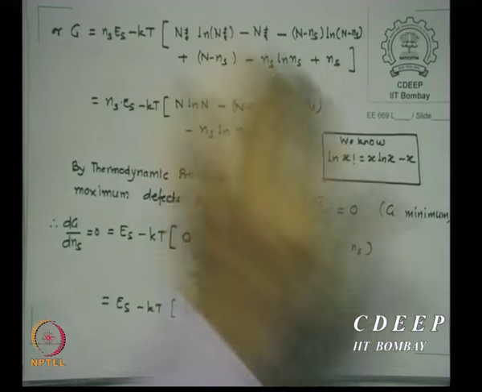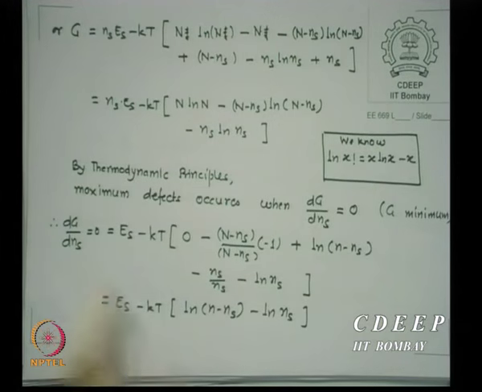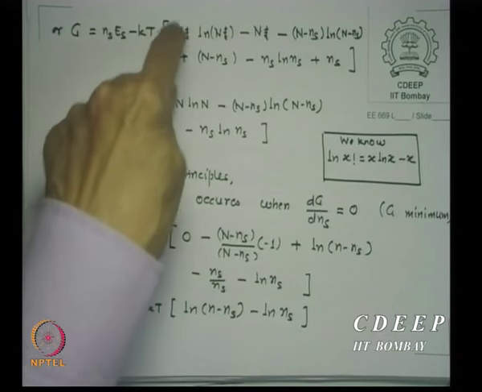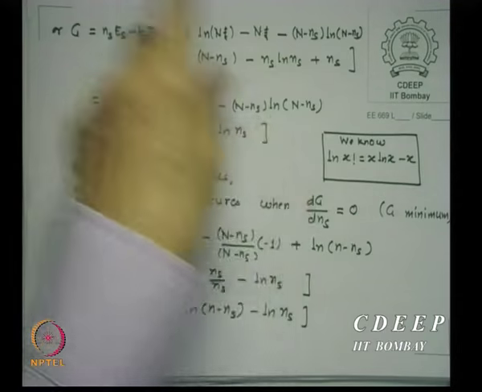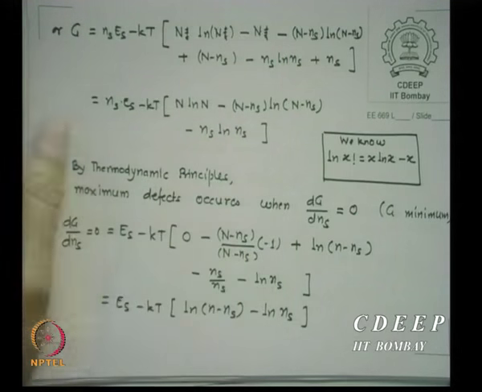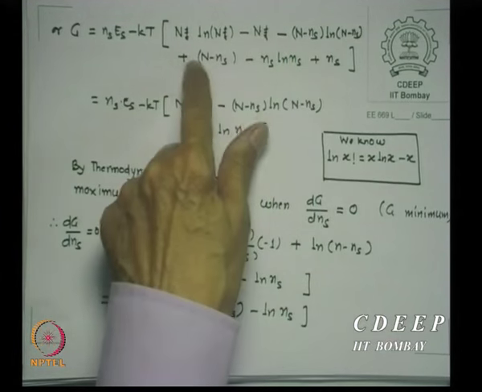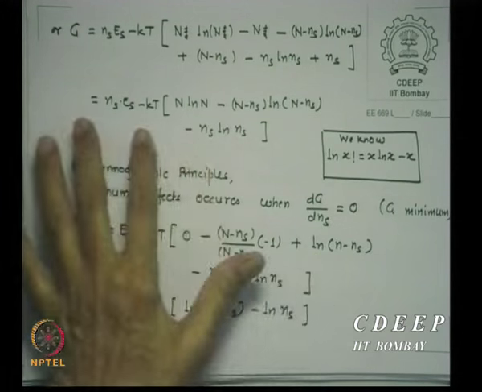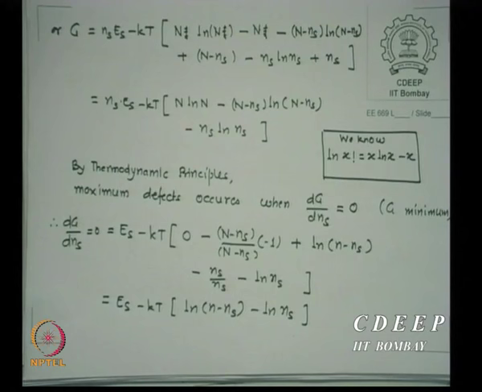So I use this to remove these factorials and solve these terms which are going. For example, this n and minus n plus n will go, the ns and ns will go. I have done this. This n will go, this ns will go. So I get this as my G. You can write it down, I am just saying.